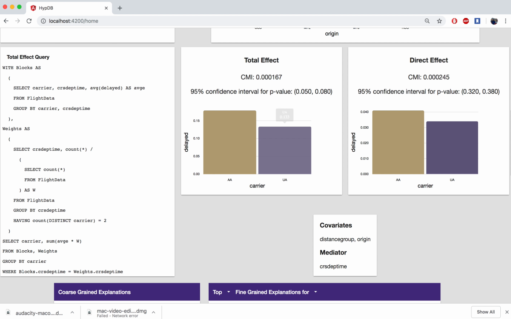The bar diagram here shows the answers to the rewritten query right here on the left. The answers reveal that it is actually United Airlines which performs better than American Airlines. So there is no Simpson's paradox anymore.